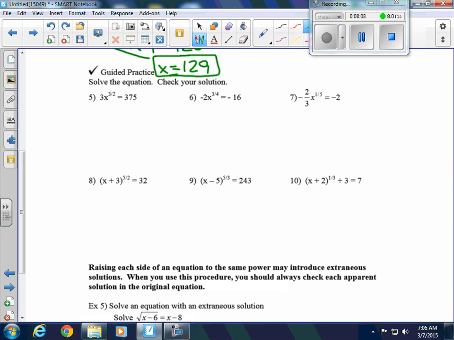All right, so let's jump down to the guided practice. We're going to solve equations. I will do all 6 of these. You can pick however many of them you want if you want to do a couple of those. But go ahead and pause the video, and you can hit play when you're ready to resume.